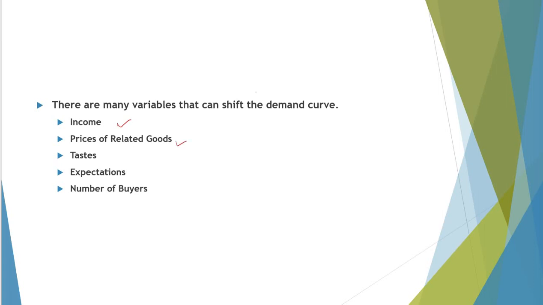Price of related goods, harga barang yang almost similar. Tadi kita bagi contoh ice cream dengan frozen yogurt. Harga ice cream tu meningkat tapi harga frozen yogurt tu murah. Amount yang sama tapi harga dia lagi murah. Kita beli frozen yogurt daripada ice cream. So it also will shift the demand curve.